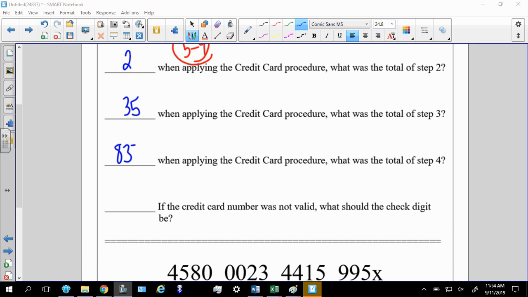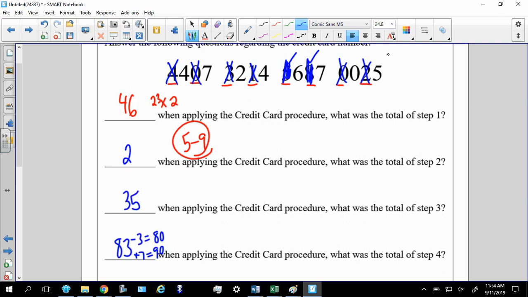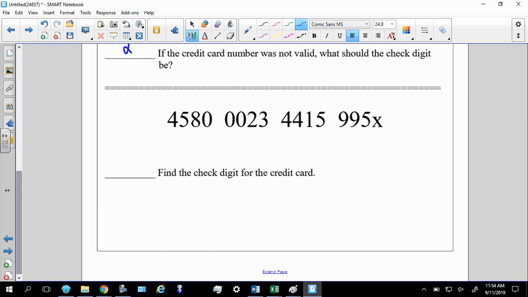So I either need to subtract 3 from 80. I'm sorry, from 83 to get 80, or I need to add 7 to get a 90. So it's either a -3 or add 7 situation. Well, again, I'm going to just take that and apply it to the check digit. I would get 2, or I would get 12. 2 or 12, which one works? Well, again, it's got to be a single positive digit. The answer is 2.